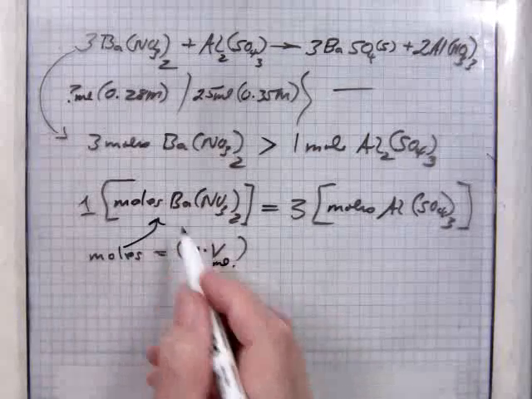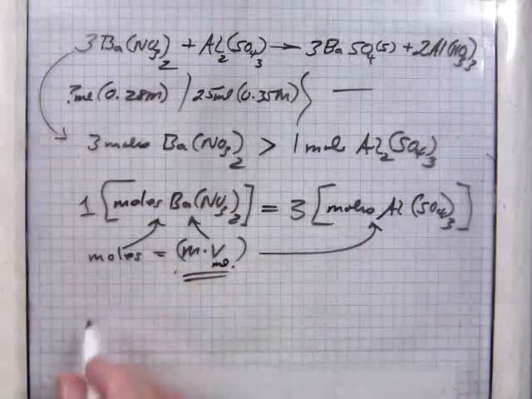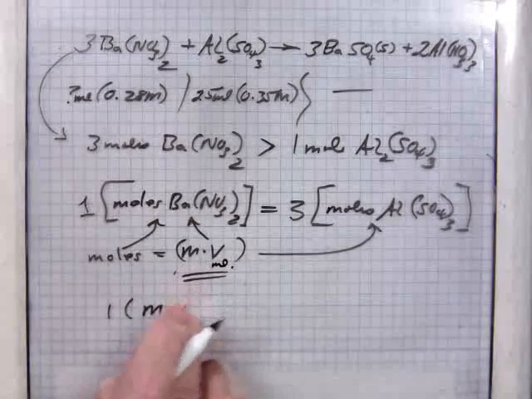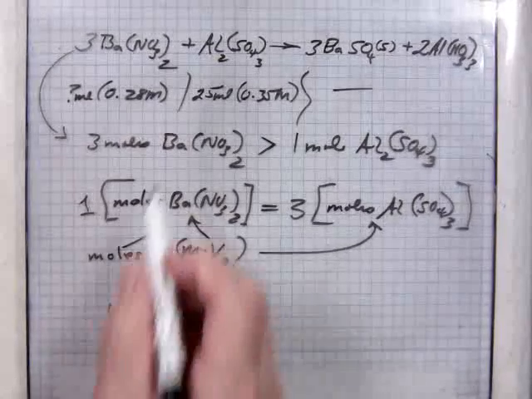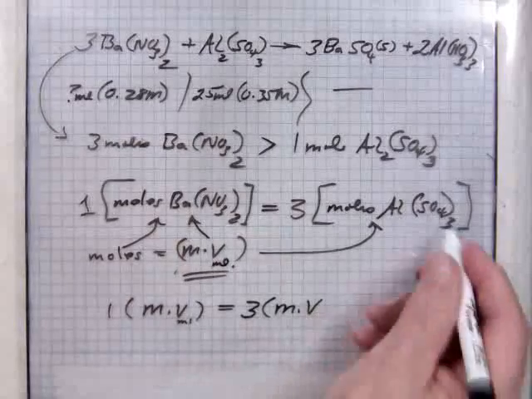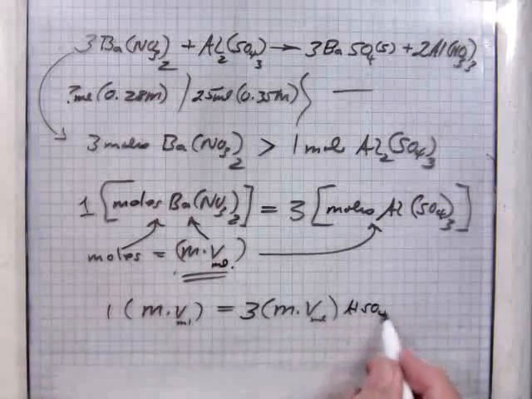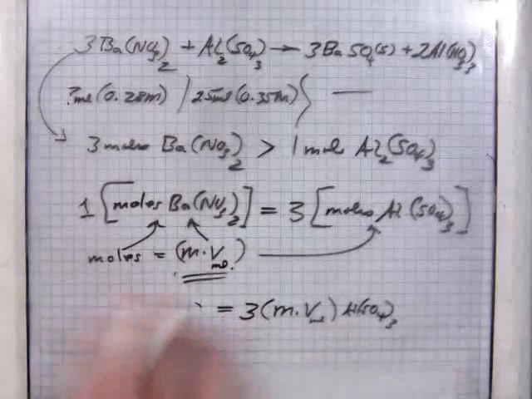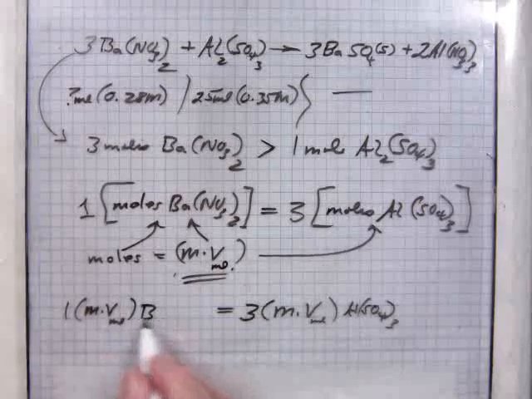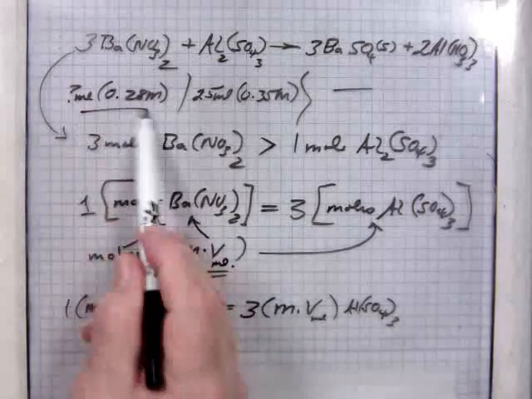So, put molarity times volume here and here, 1 times molarity times volume, and you can leave that in milliliters if you want to. Now put milliliters down here. And that, of course, is the barium nitrate is equal to 3 times molarity times volume in milliliters of the aluminum sulfate. And I'll move that back over here and make it neat. Like that. So what data have we been given up here?